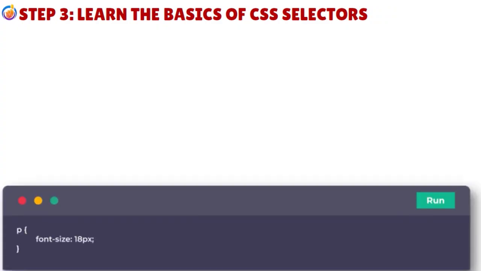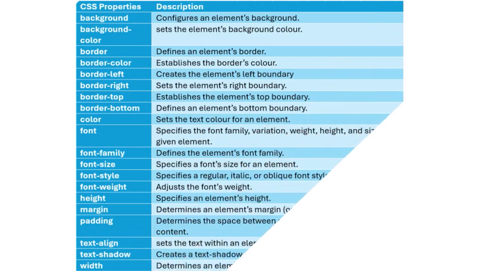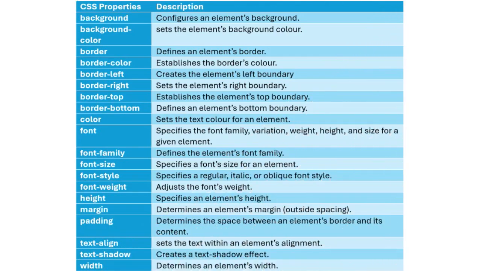So this option specifies a font size of 18 px for all p elements inside the content of the HTML document. So on the screen here, I'm showing you a few more basics about CSS properties. You can see the CSS properties and the description. From background all the way to width, you see the description there.